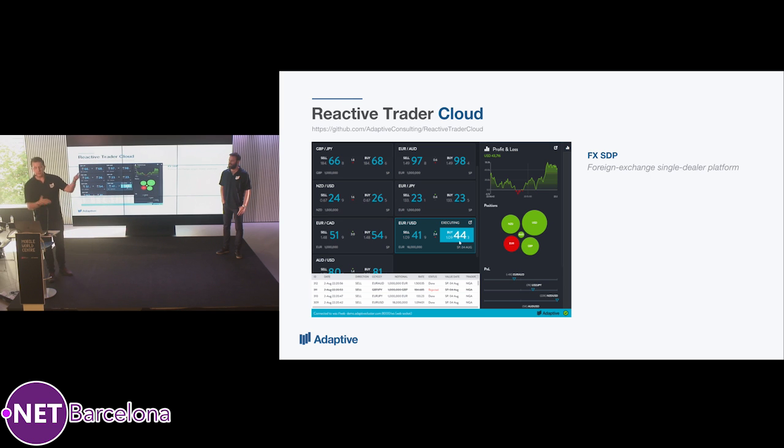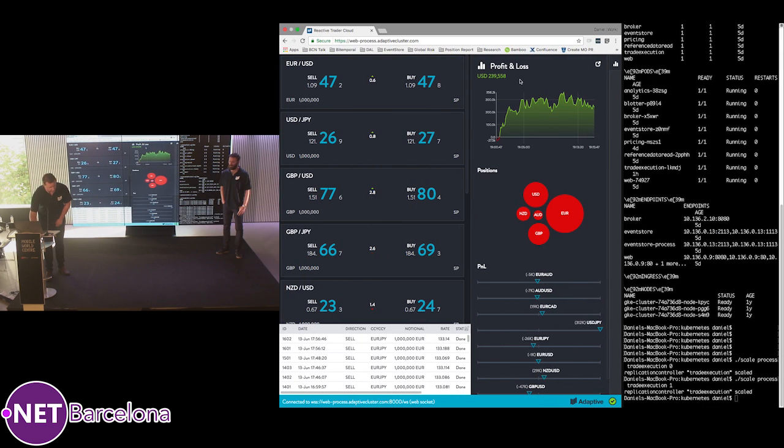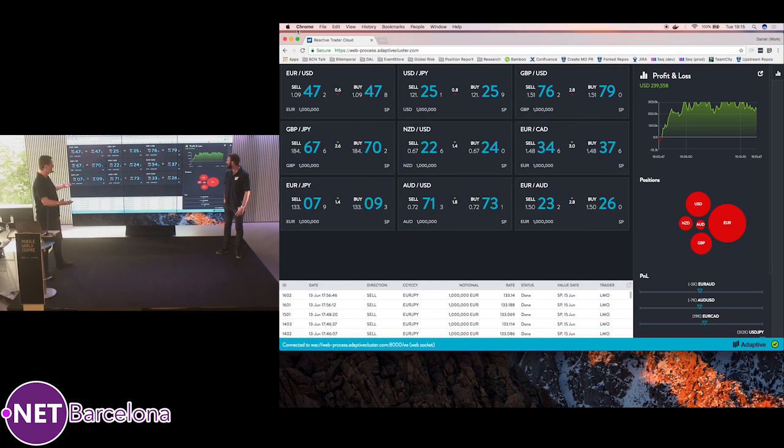And we build FX STPs for our clients. But what is an FX STP? We've actually got one that we prepared earlier that we can show you a demo of. So this is an FX STP. It has some pretty simple components that you see in every FX STP.